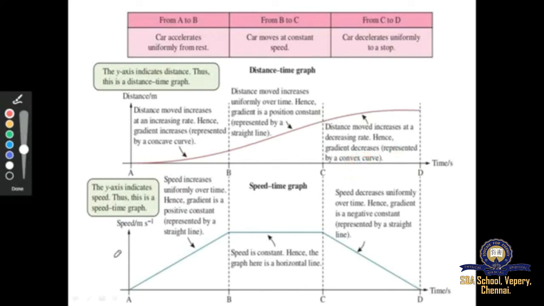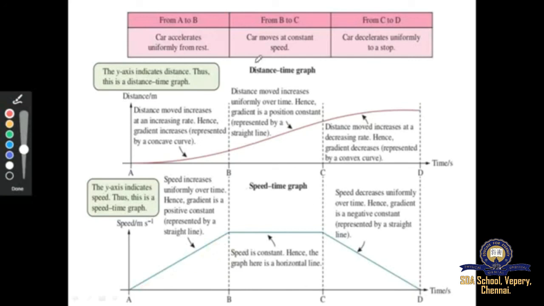So when you look at the speed time graph, the y-axis indicates the speed. So thus this is a speed time graph. So from A to B, car accelerates uniformly from rest. Hence speed increases uniformly over time. Hence gradient is a positive constant represented by a straight line. Here it is represented by a straight line.